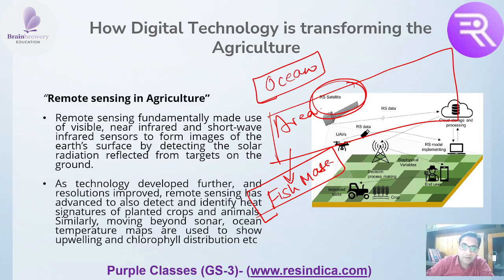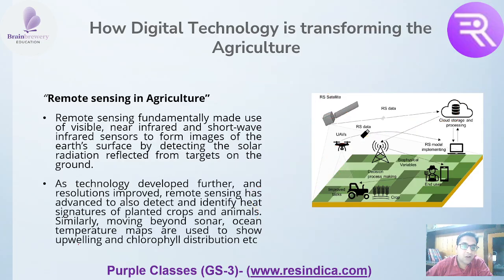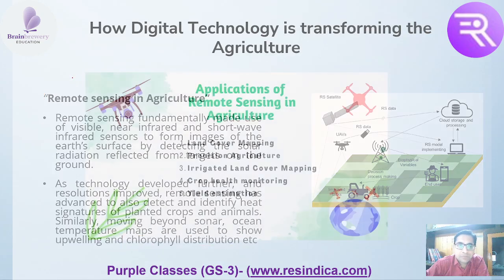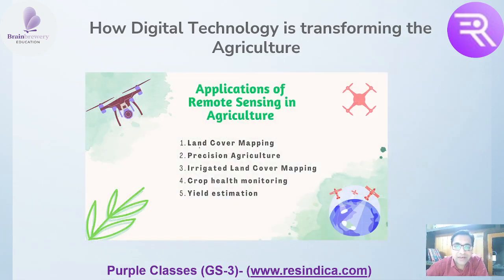Okay, we will also be able to find out the data on where the upwelling of the water is happening, the chlorophyll distribution, at which places the plants are having more chlorophyll, at which places the plants are having less chlorophyll. So these are all very important aspects of the remote sensing satellites. Okay, so this is the application land cover mapping.